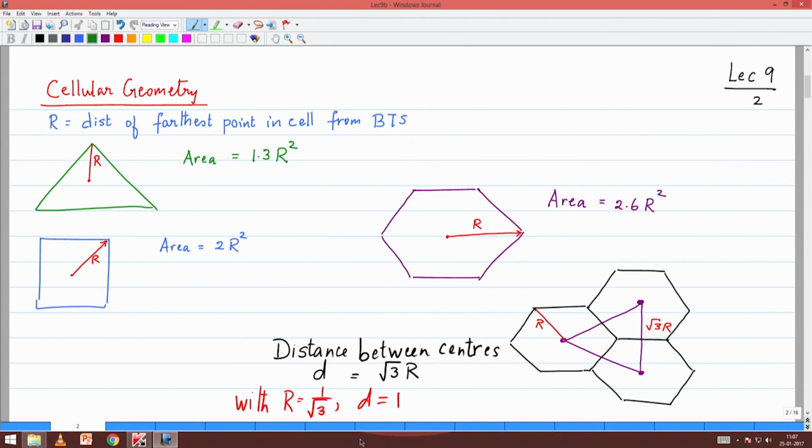I hope you've done the calculations. Basically it will tell you that for a given maximum distance between the transmitter and the farthest point of the receiver, the area covered by a hexagon is the best. So therefore the hexagon would be the one that will require a minimum number of cells to cover a particular area, and it also is a good approximation to a circle, which is the coverage that you will get if you have omnidirectional antennas.